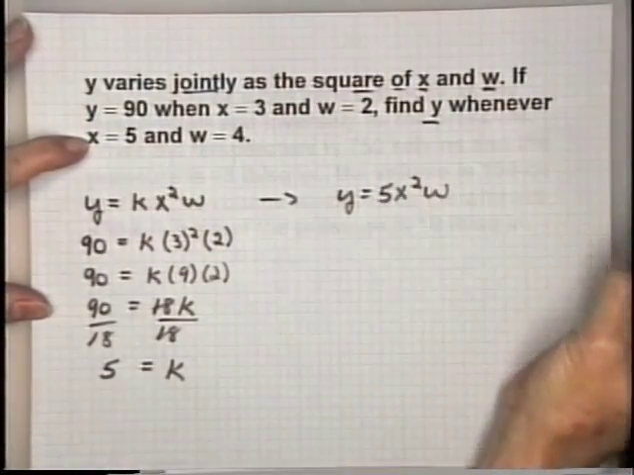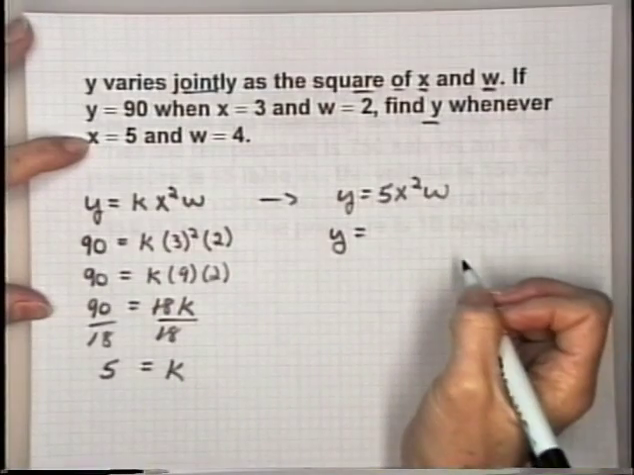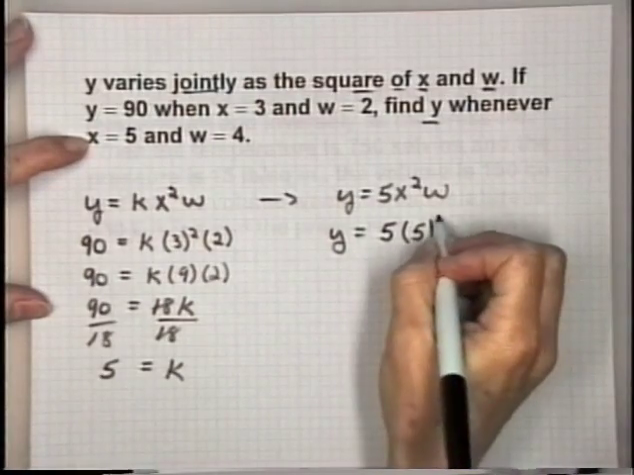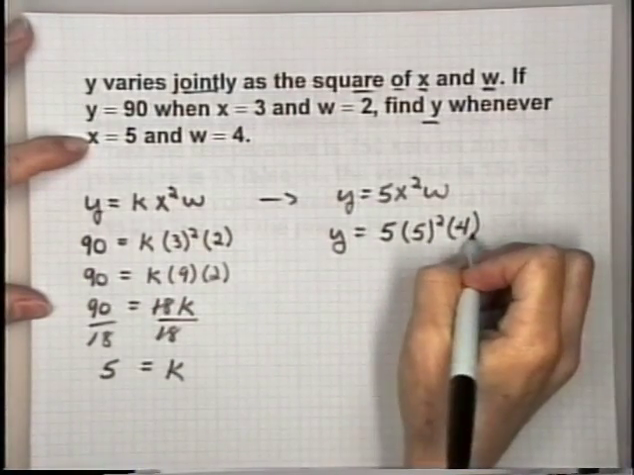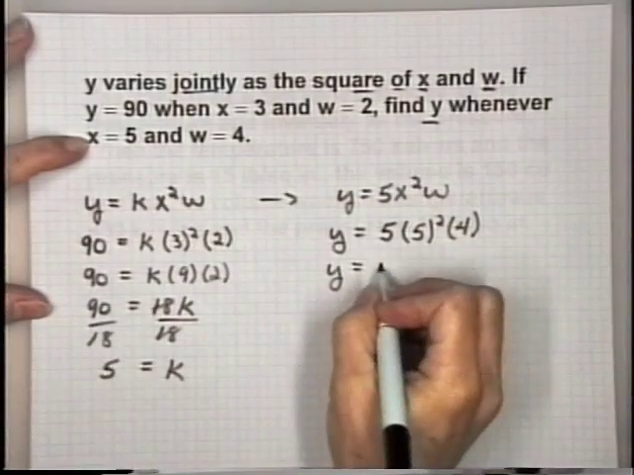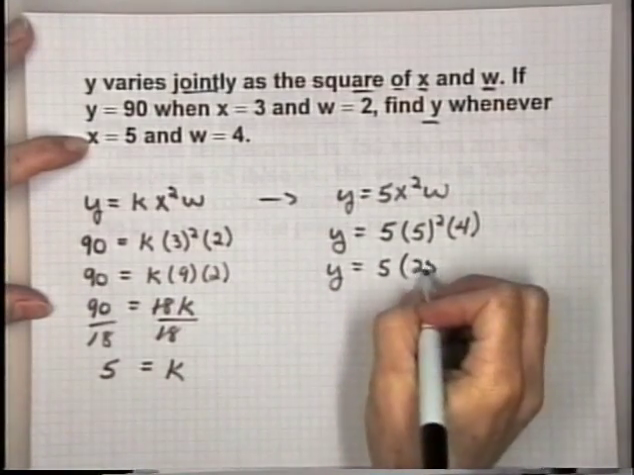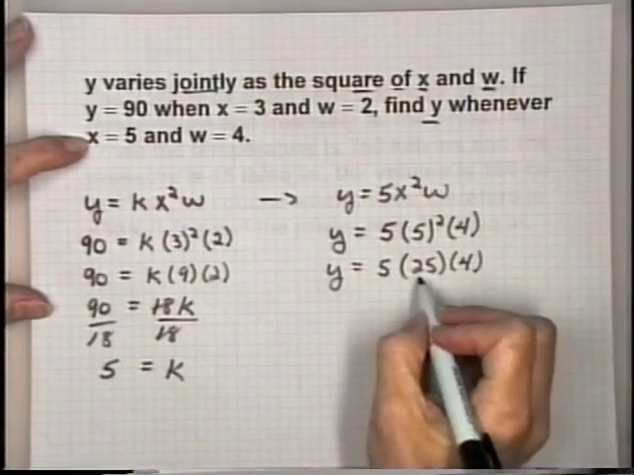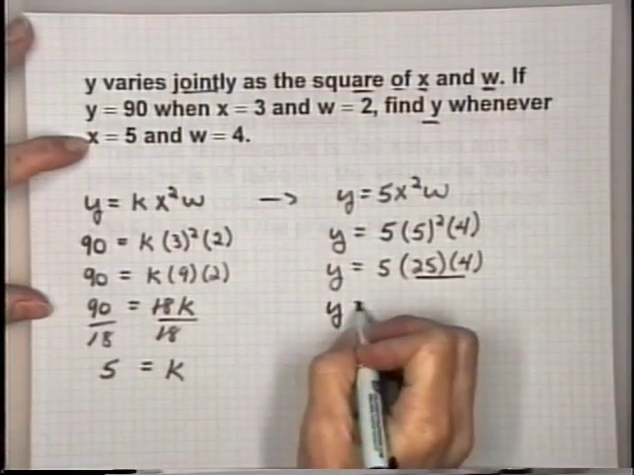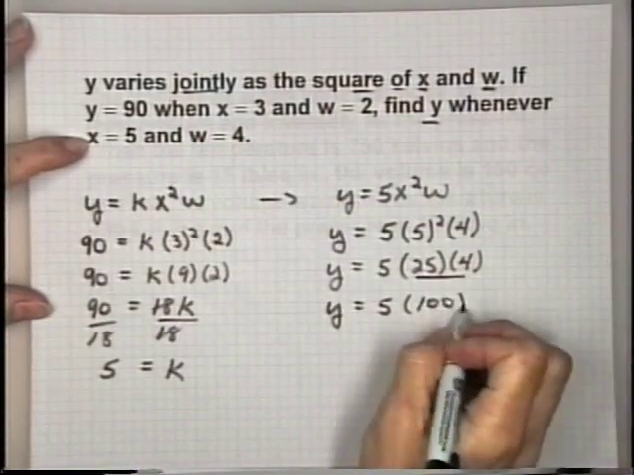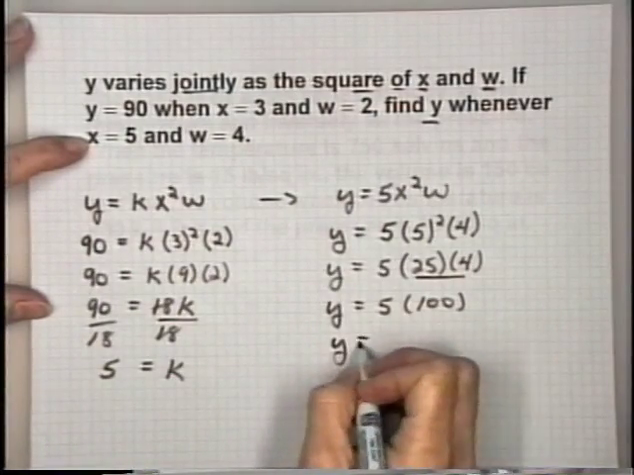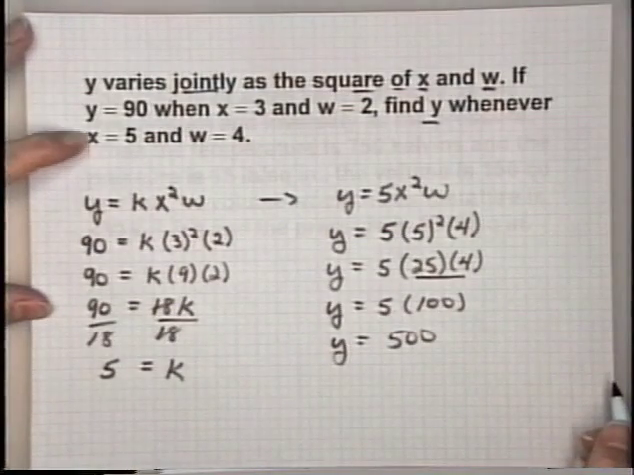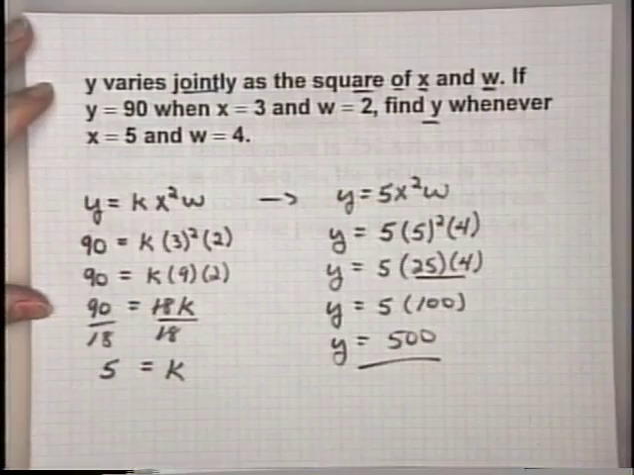Now, we want to find y, so y equals, whenever x is 5 and w is 4. So I have 5 times 5 squared times w is 4. Doing my exponent first, bring down your 5. 5 squared is 25, and then times 4. Now remember, we can multiply these in any order. Let's do these two first. y equals 5 times 100. You see why I chose that? That's easy, isn't it? So y equals 500. So if x is 5 and w is 4, y will be 500.